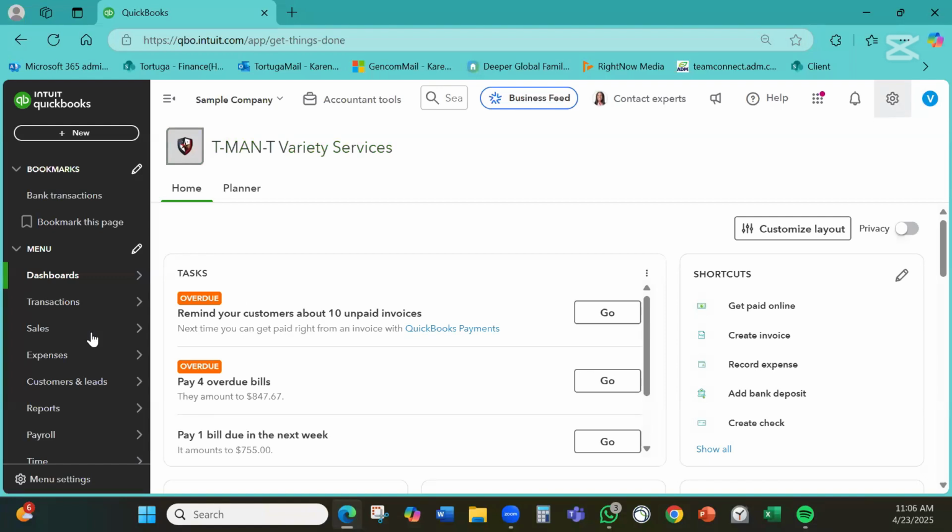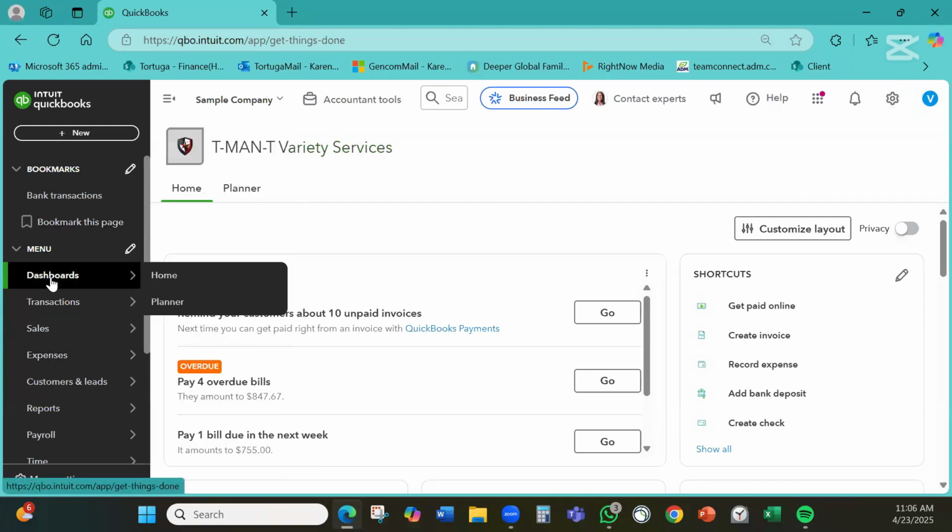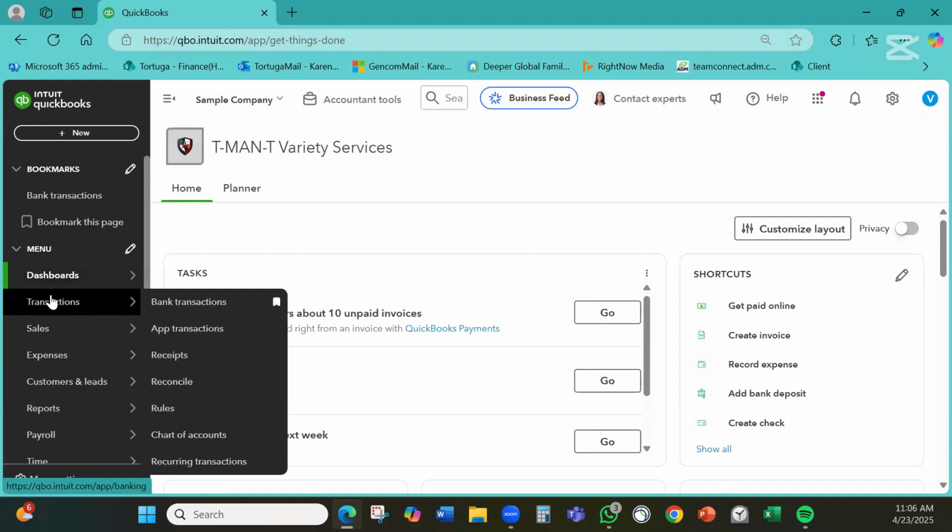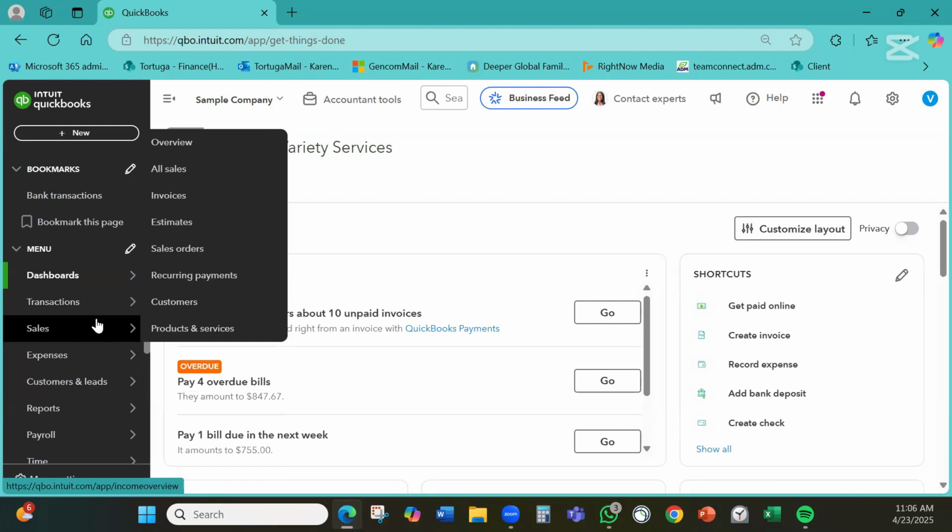So here to your left, you have the dashboard. You have the menu, and if you just toggle on the menu, you will see the different things you can do. You can do bank transactions, receipts, your bank reconciliation, and you can set up your chart of accounts. I'll soon tell you what that is. You can also do your transactions that occur every month by setting them up as recurring transactions.